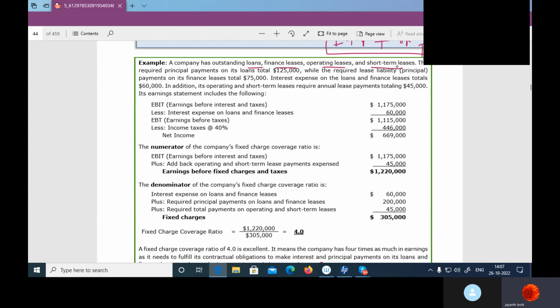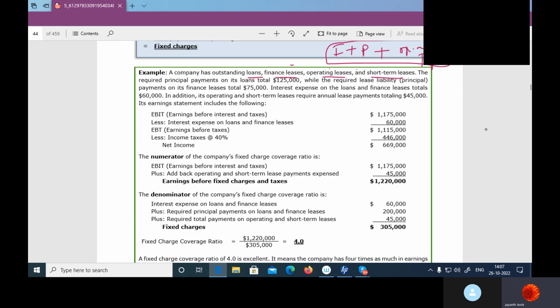So a company has outstanding loans, finance leases, operating leases and short-term leases. The company has to pay loans to people, they have taken some property on lease for the long term, they have an operating lease of 4 or 5 years, let's say, and they have a very short-term lease also. See, these are all new terminologies for you, that's the reason why I'm saying if you go to my video you can understand the differences between all this.